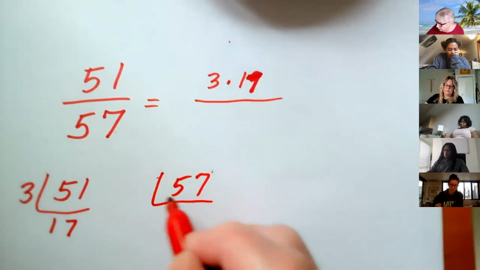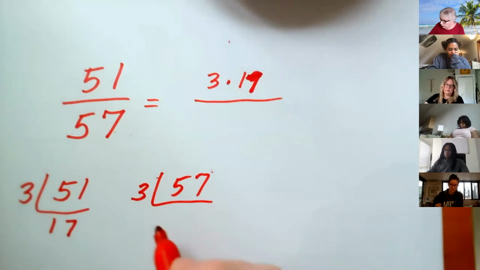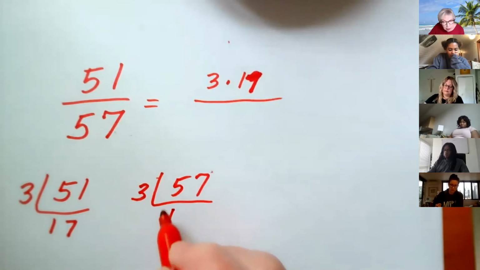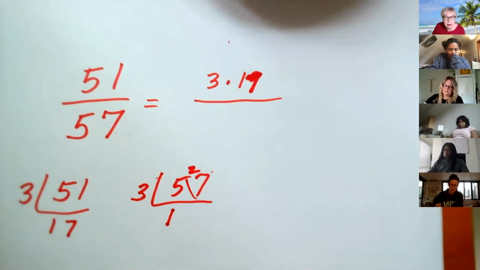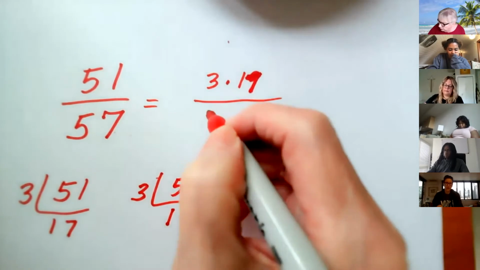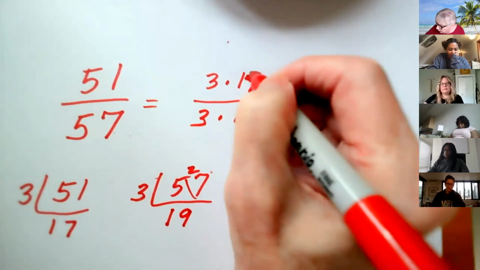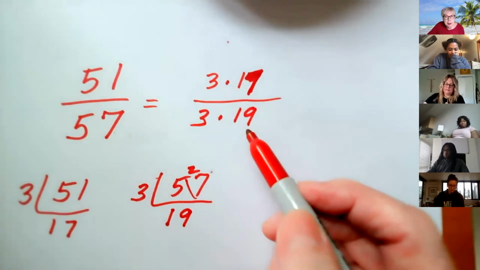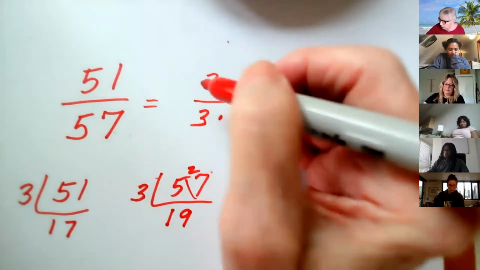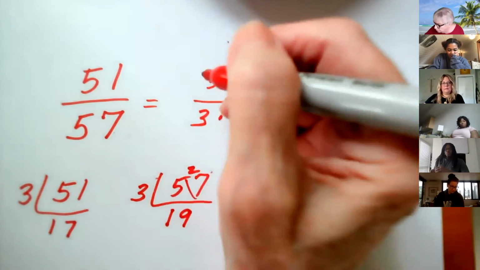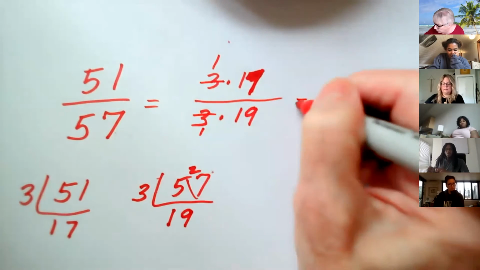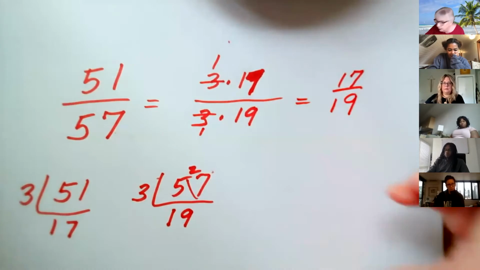57, on the other hand, 3 into 5 is 1. There's 2 left over. I'm going to put the 2 here and read it as 27. 3 into 27 is 9. This is where the 19 belonged. So this is 17. This is 19. I can tell. There's no way to make a mistake at this point because everything is out in the open. There's nothing hiding in that 51. This is 17 over 19.